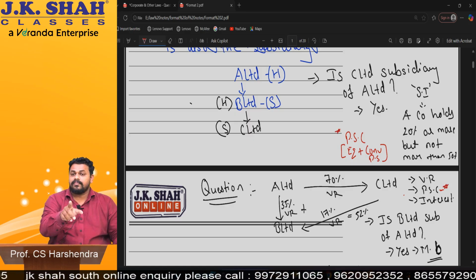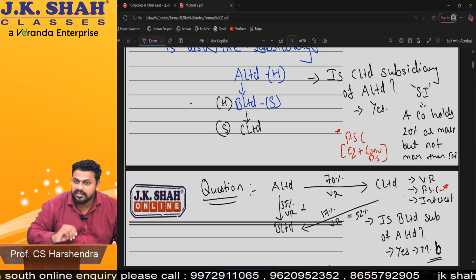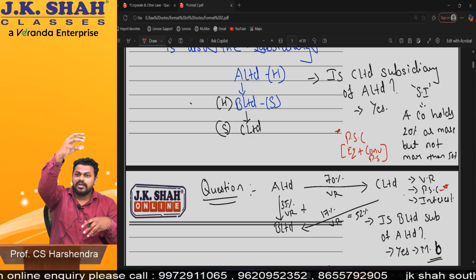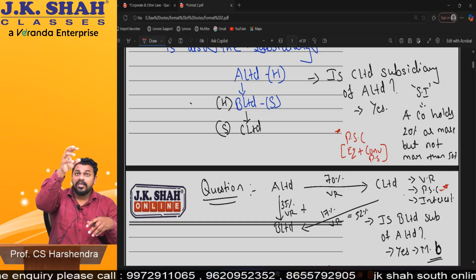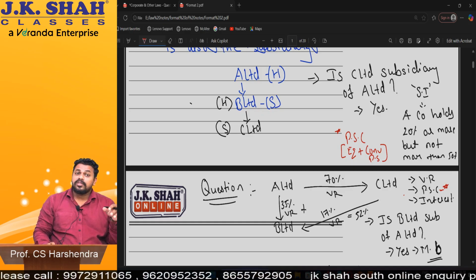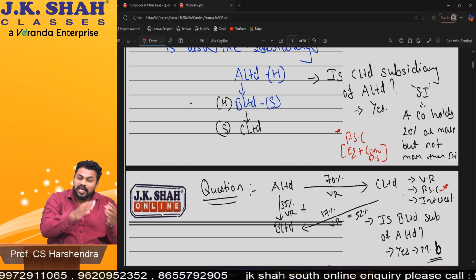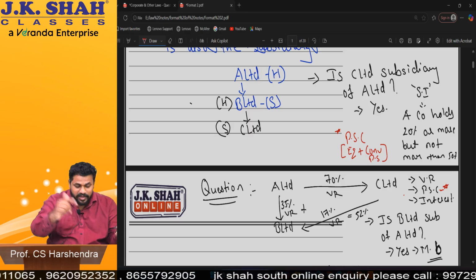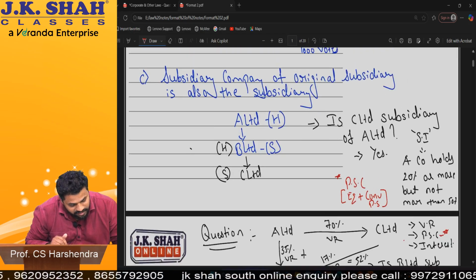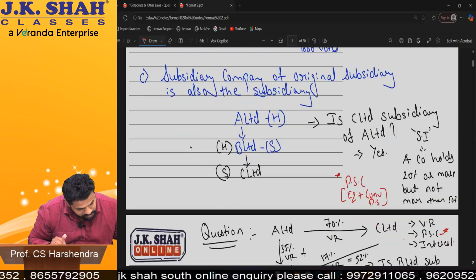Everyone? Yes? Okay. Sir, interest. What do you mean by interest? See, if A Limited and B Limited are there, and A Limited can appoint 20% or more, but not more than 50%, of directors in B Limited, then basically they are associates. That is interest. One more example of interest I'll give you. Pay attention.